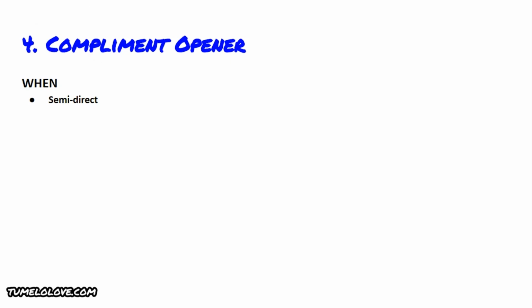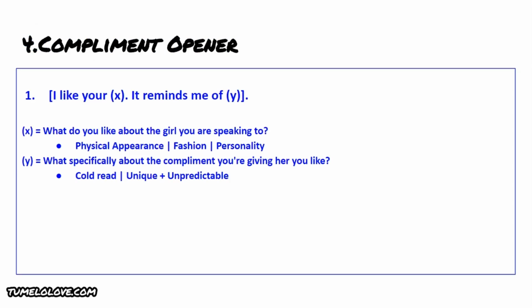Use the compliment opener. The formula for the compliment opener is, I like your X. It reminds me of Y. X being, what do you like about the girl you're speaking to? Like, what is the compliment you want to give her? And you can give her a compliment on literally anything that you like. It could be her physical appearance. It could be something about her fashion, something about her personality, whatever it is.